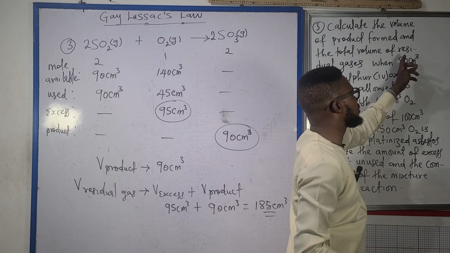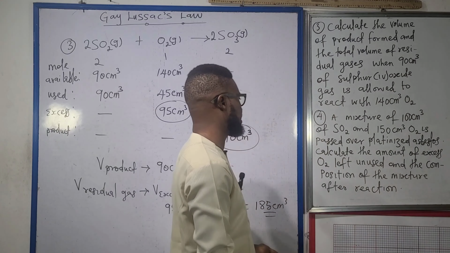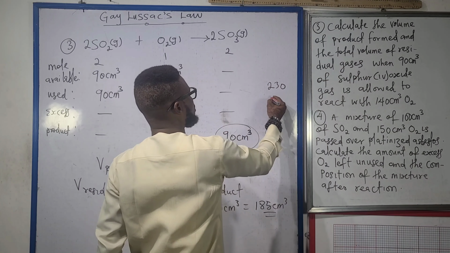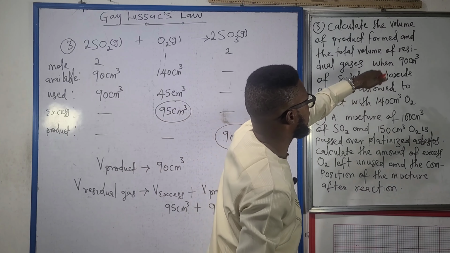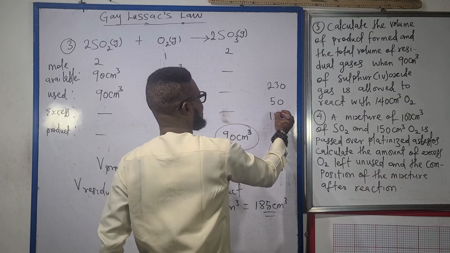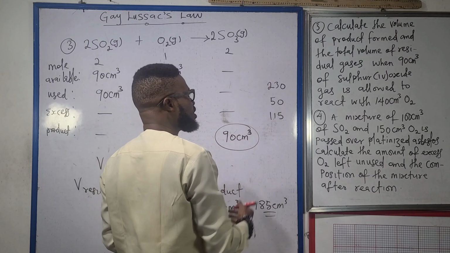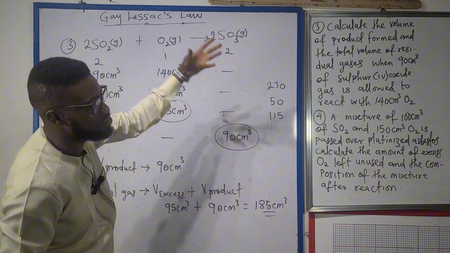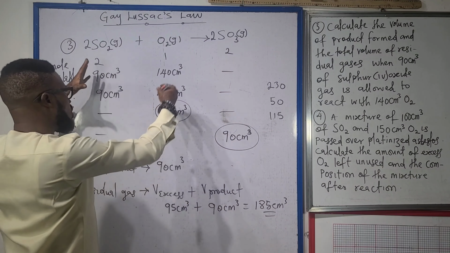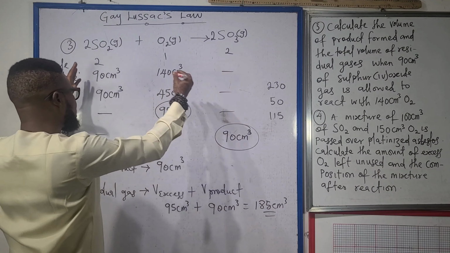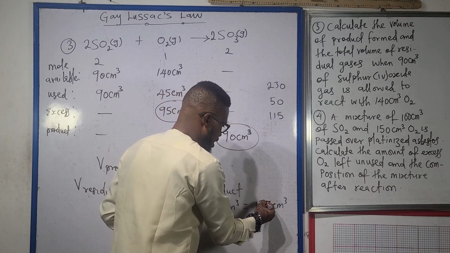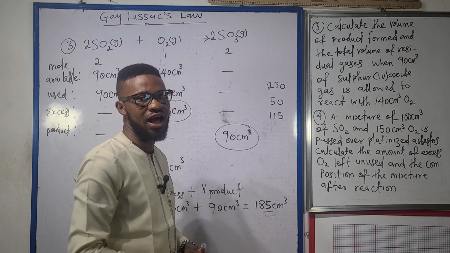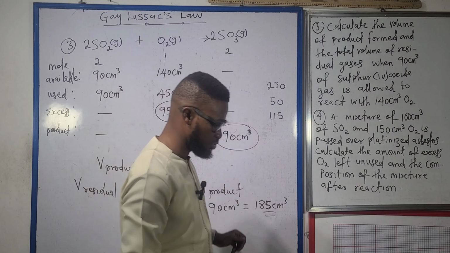You see what I was saying: if you decide to add 140 plus 90, that will give you 230, and 230 will be in the options. If you decide to subtract 140 minus 90, 50 will be in the options. If you decide to add together and divide by 2, 115 cm³ will be in the options. So it is not this way. The starting point when dealing with Gay-Lussac's law is that you have to be able to write your balanced equation and work things out according to their mole ratio, and that way you're going to get your answer. So the answer here is 185 cm³. So that ends question 3.